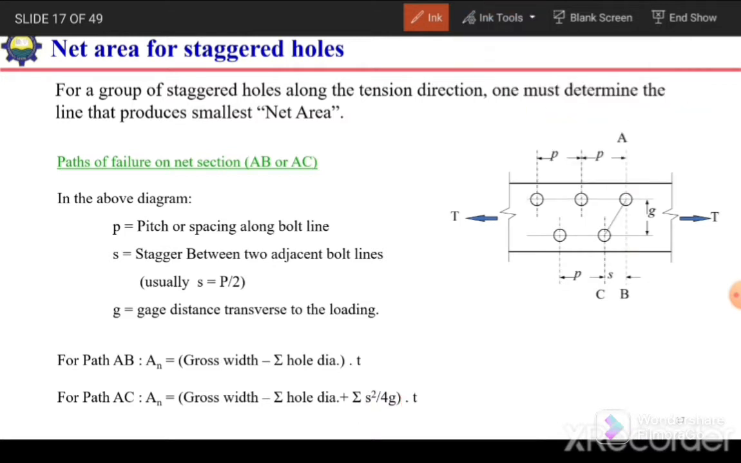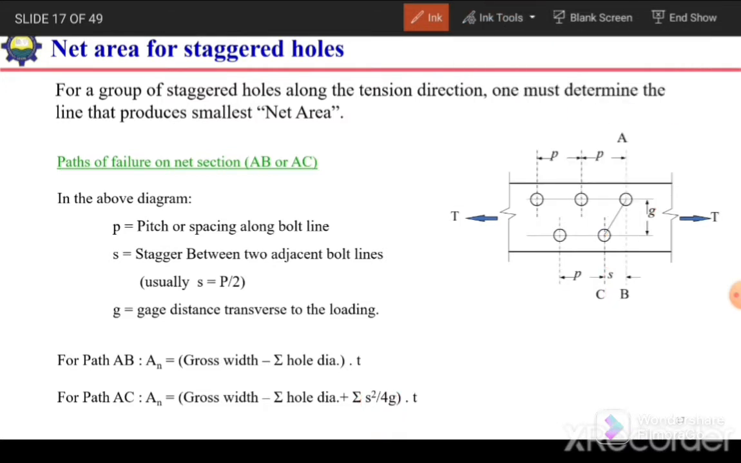So if we see over here, this one length as well as this one length and this third length, this third length, the hypotenuse, will be larger than this perpendicular and this base. So if we consider this path AB, we need to consider this perpendicular, but if we consider the path ABC or AC, in that case we need to consider the hypotenuse. So the difference of the length of the perpendicular and hypotenuse will be equal to S square over 4G. So we need to add this factor for all the staggers in the critical path.